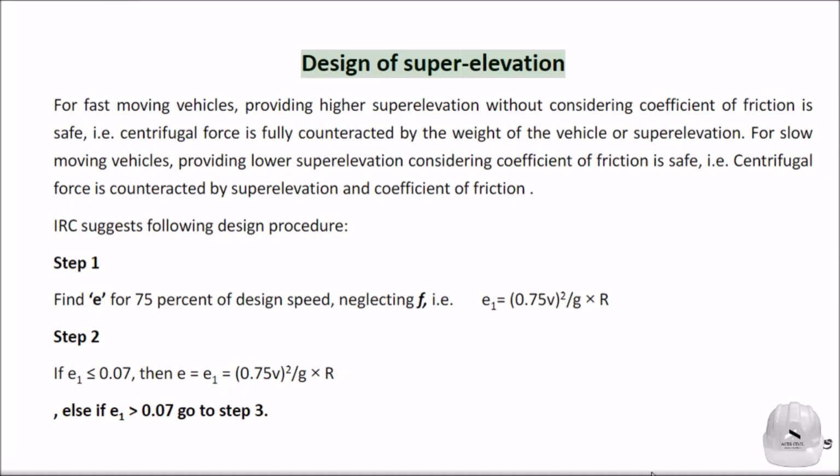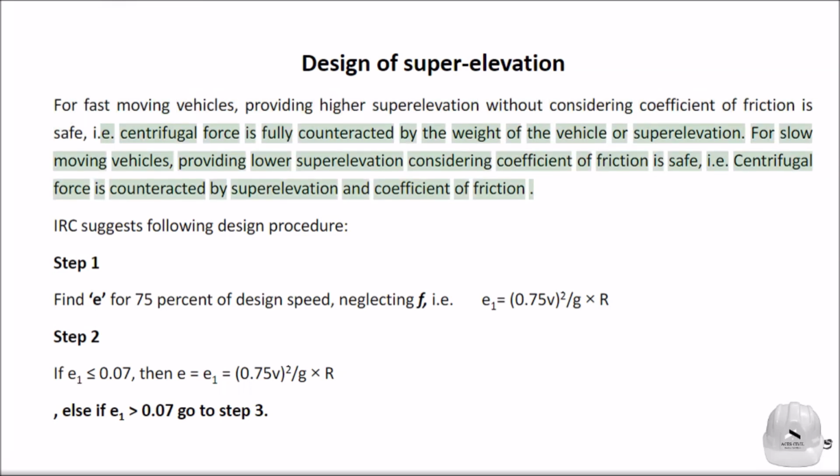Design of superelevation. For fast-moving vehicles, providing higher superelevation without considering coefficient of friction is safe, i.e. centrifugal force is fully counteracted by the weight of the vehicle or superelevation. For slow-moving vehicles, providing lower superelevation considering coefficient of friction is safe, i.e. centrifugal force is counteracted by superelevation and coefficient of friction.